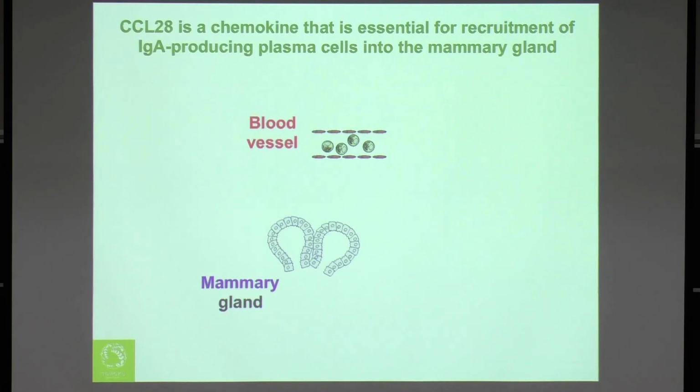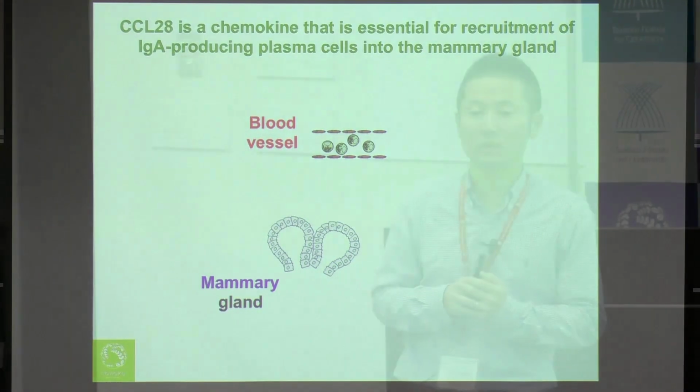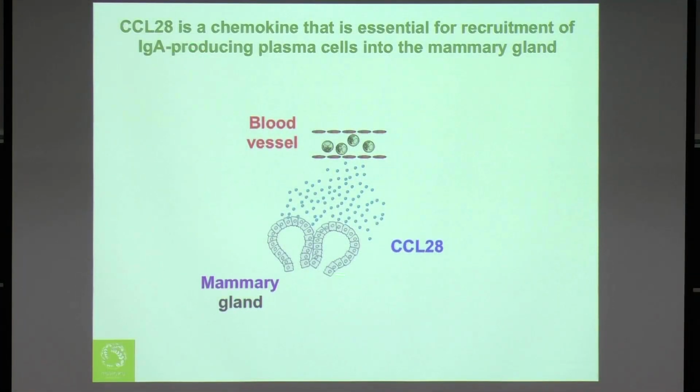So the next question we had was how IgA-producing plasma cells can recognize the mammary gland-derived signals in order to infiltrate into the mammary gland tissues. To address this question, we have to know the chemotactic activities produced or secreted by the mammary gland. It's known that the mammary gland produces a chemokine named CCL28, and B cells or plasma cells can recognize this CCL28 derived from the mammary gland. Once they recognize it, they start to migrate into the mammary gland.